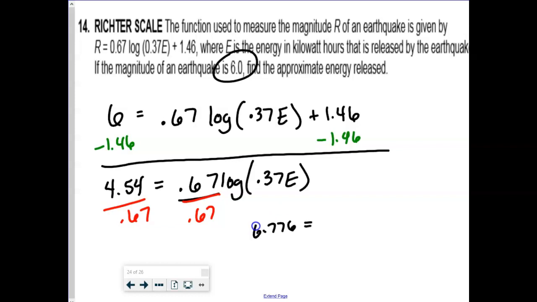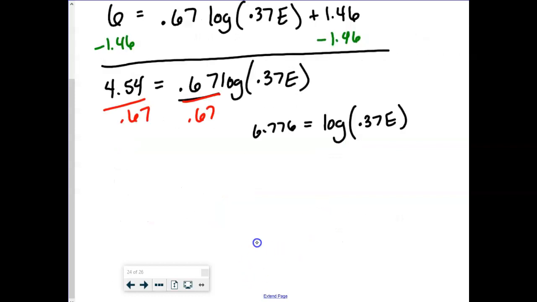6.776. And it equals the common log of 0.37 times E. So I'm trying to solve for the amount of energy that this guy released during the earthquake, and it's embedded within a common logarithm. What is the base of a common logarithm? So we need to exponentiate with a 10. So 10 to that power, and then 10 to this power over here.